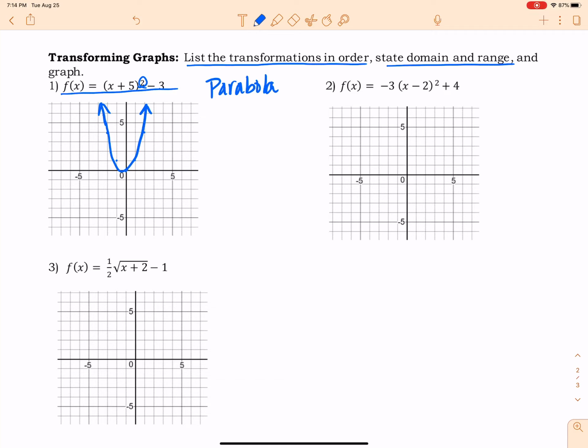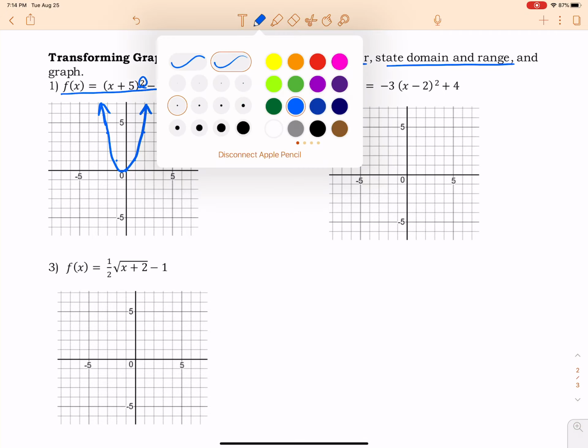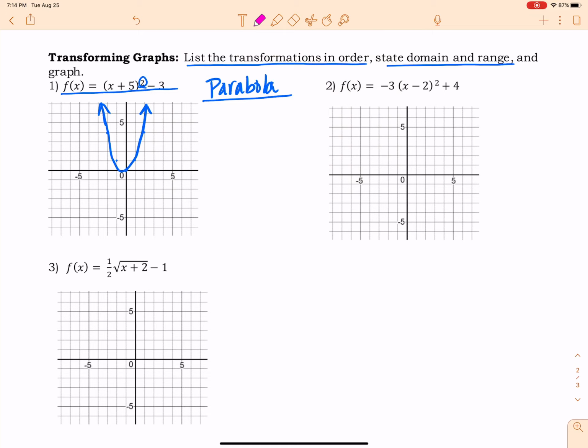All right, so let's list what our transformations are going to look like. And I'm going to use another color here so you can identify which one's which. Okay, so right here in our equation, since I've got x plus 5 in parentheses, that means I'm going to be moving to the left 5, and then this negative 3 here means I'm moving down 3.